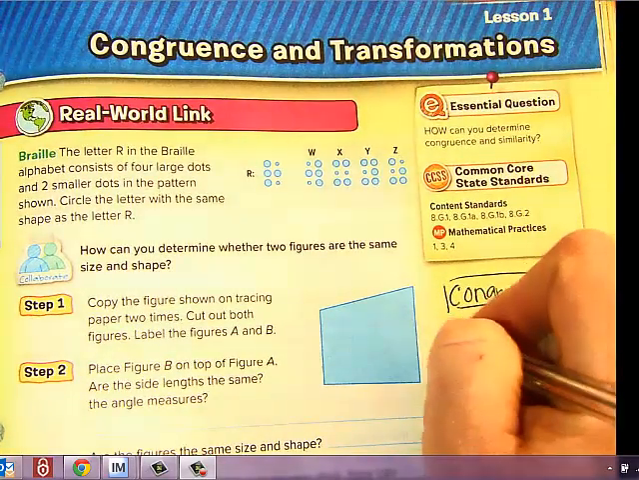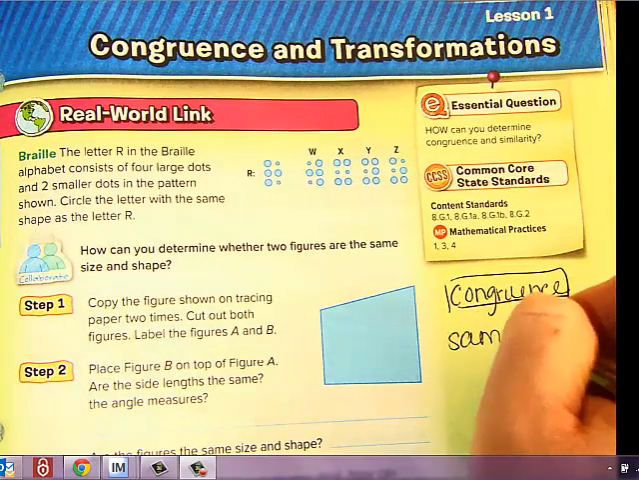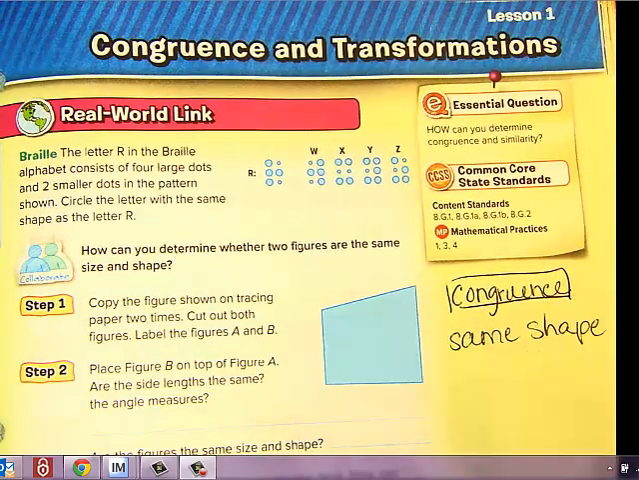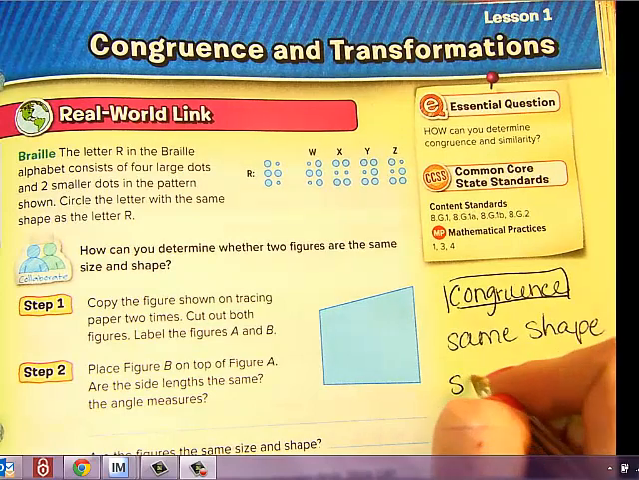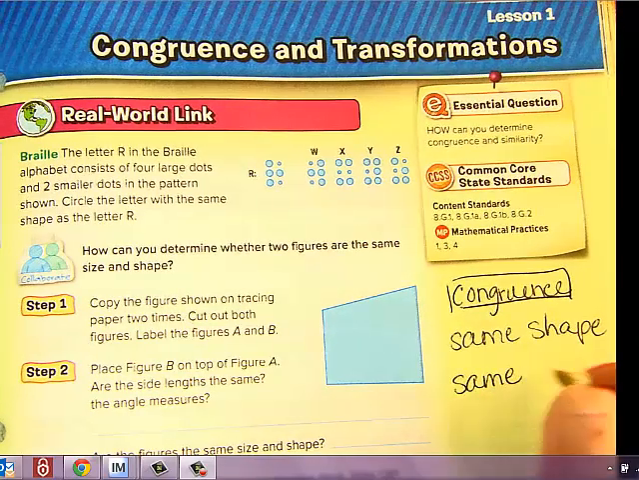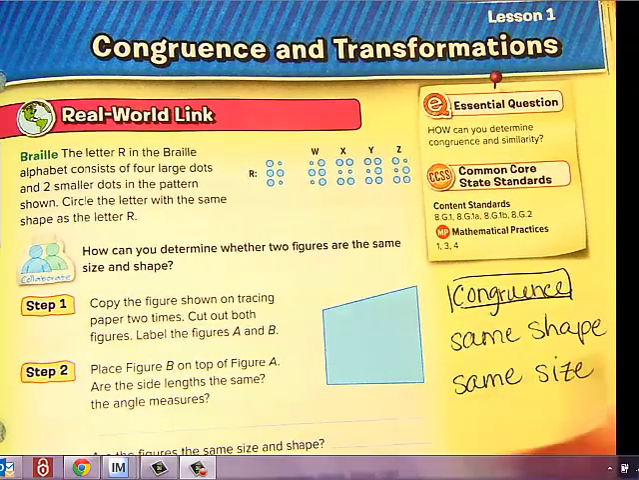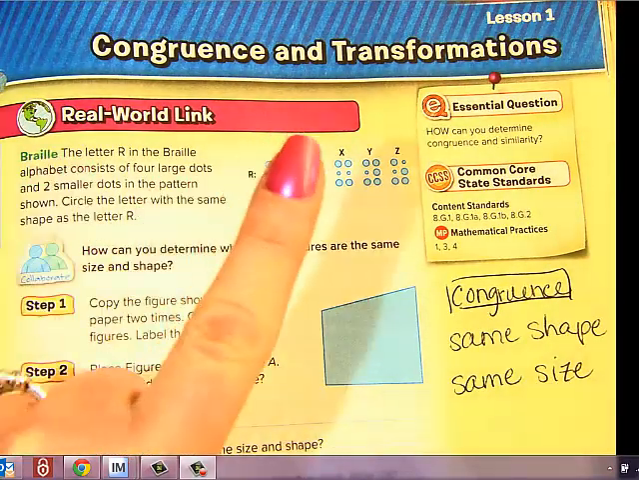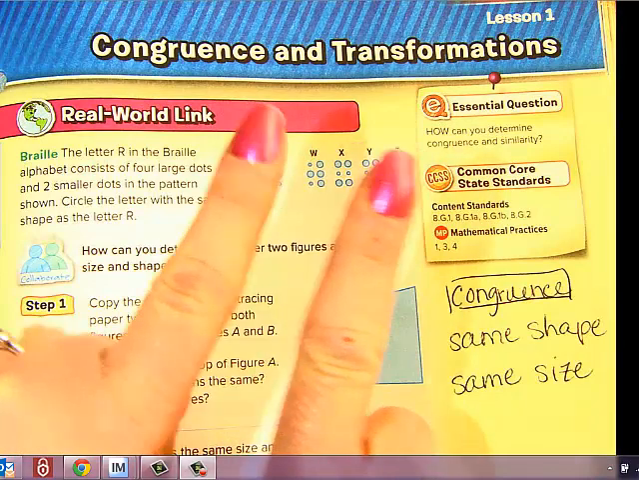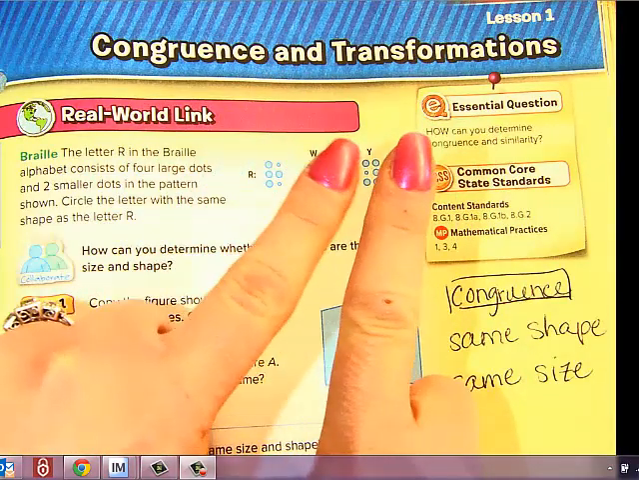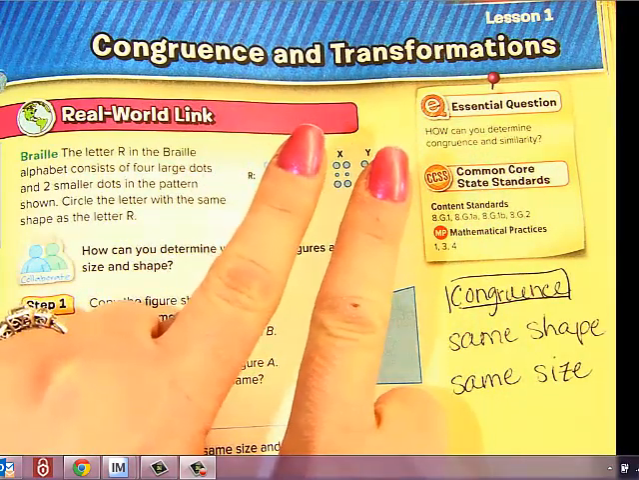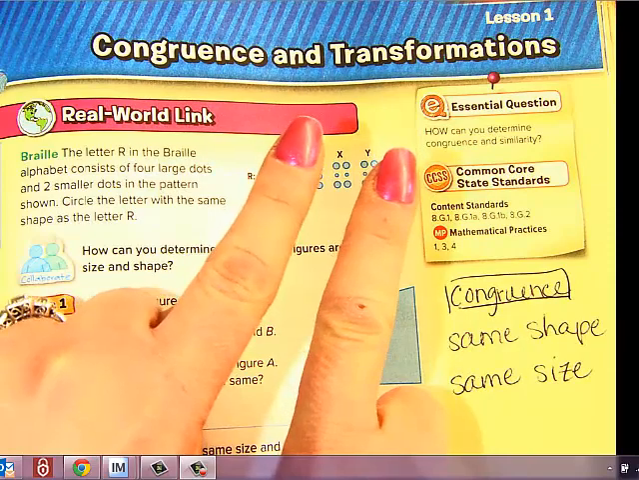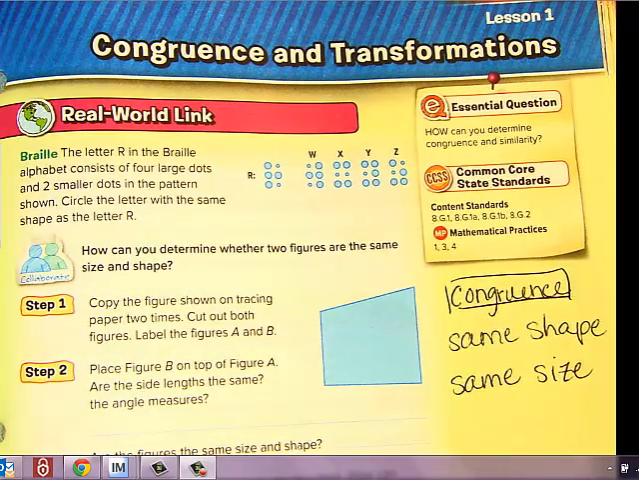Congruent means that it's the same shape and it's the same size. It is identical, okay? For instance, if I took this finger and this finger, relatively they are the same shape, the same size, they are congruent, okay? Two things that are the same shape, same size.